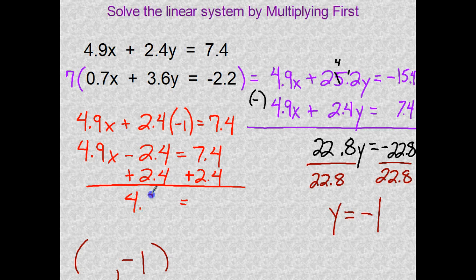So we have 4.9x equaling 9.8. Divide both sides by your coefficient 4.9. So x should be equal to, what do we have there, 2? So x is equal to 2 and y is equal to negative 1.